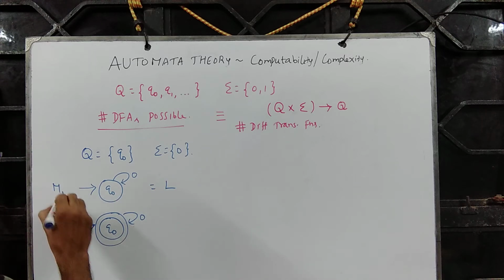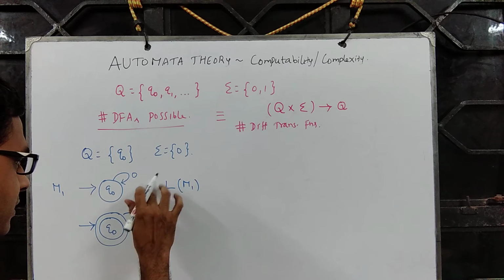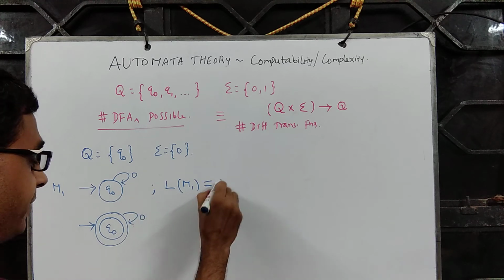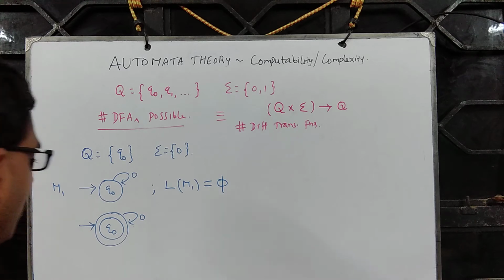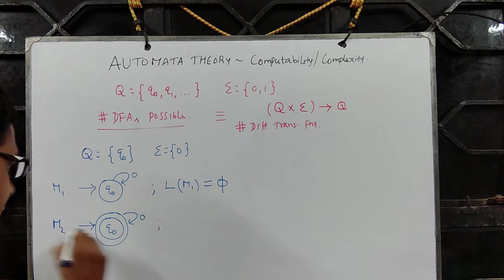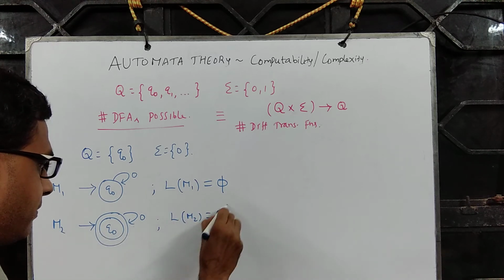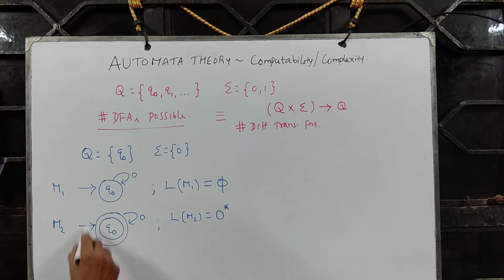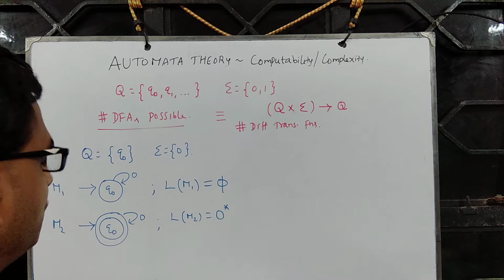What is the language accepted by this automaton? Suppose this is M1. The language accepted by this automaton is the empty set. It does not accept anything. And the language accepted by the other automaton is 0 star. It accepts epsilon and 0 once, twice and so on.